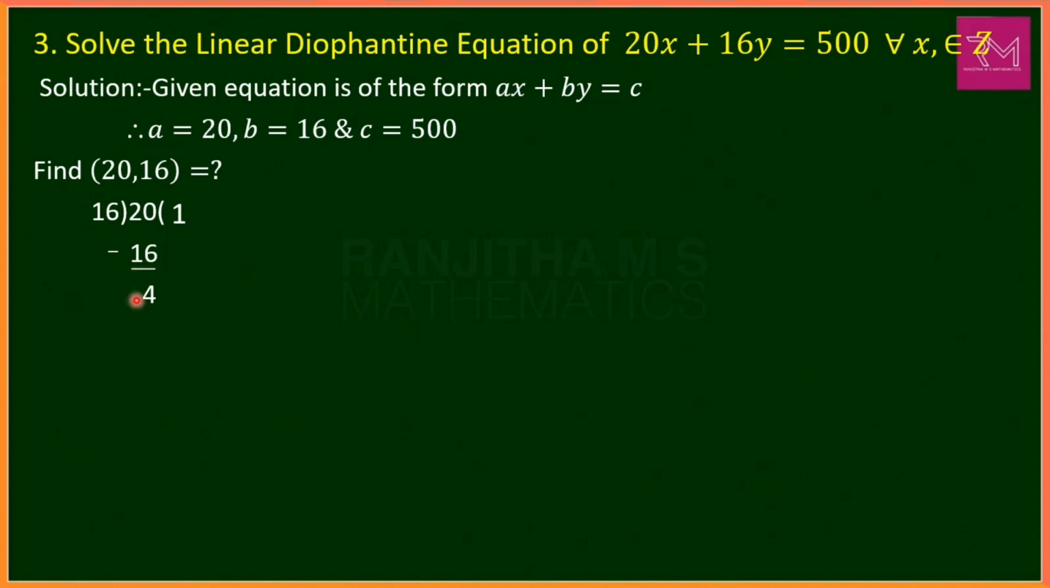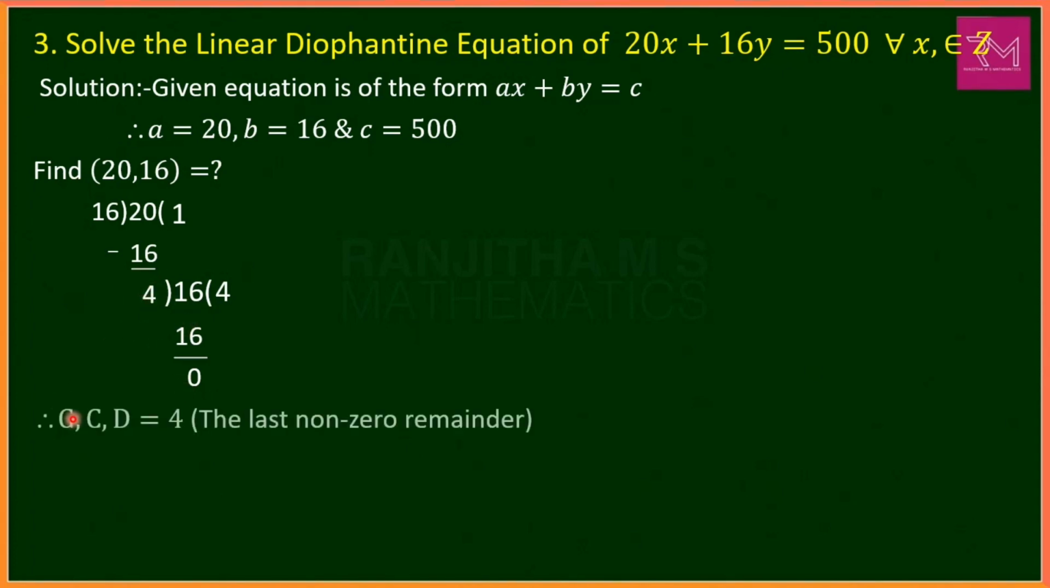Next step we have to divide the divisor value with the remainder. So we have to divide 16 by 4. We know that 4 into 4 is 16. Here 16 minus 16 we get a value as 0. Here we have to stop the division method. Next we have to consider the last non-zero remainder as the GCD, that is GCD is equal to 4. This is because the last non-zero remainder is nothing but the GCD. Therefore, we can conclude that the GCD of 20 and 16 is 4.